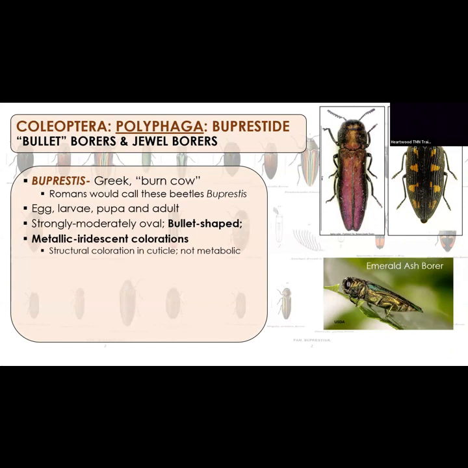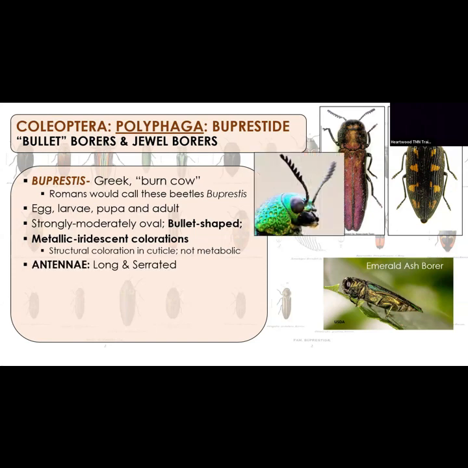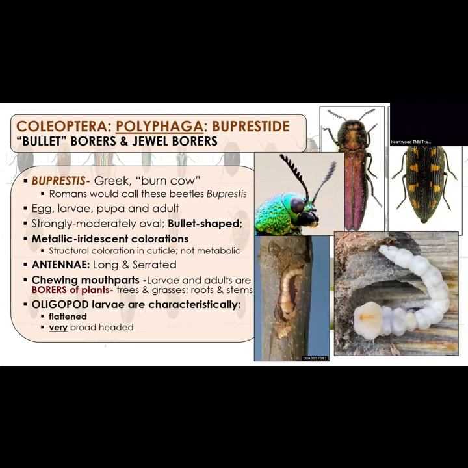So they have egg, larva, pupa, adults. They are bullet shaped. They're also called flat-headed borers. So that's kind of what gives them that bullet shape. And they can sometimes be slender or slightly more oval, but they'll never be round. The antennae are long and serrated. They have chewing mouth parts because they're wood borers. And all stages, so the larva and the adults, will feed on plants, and they can feed on grasses, roots, stems.